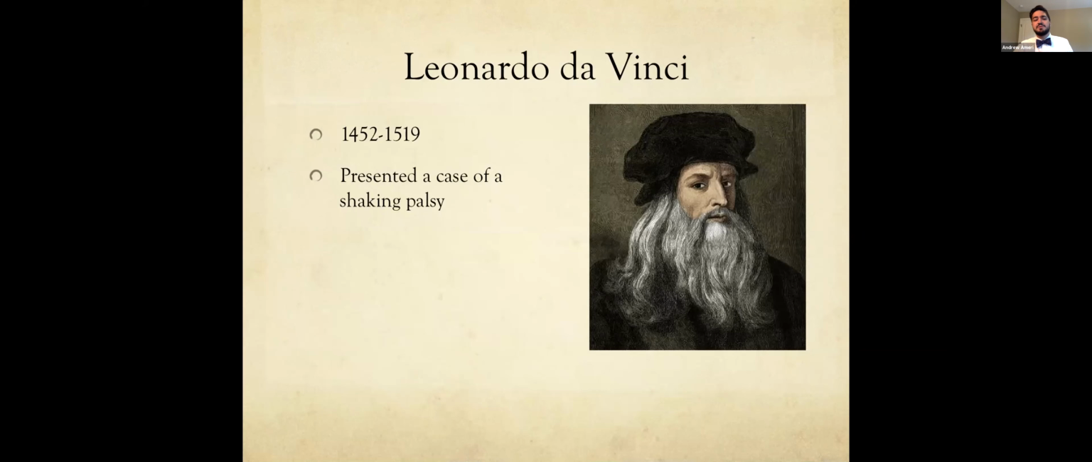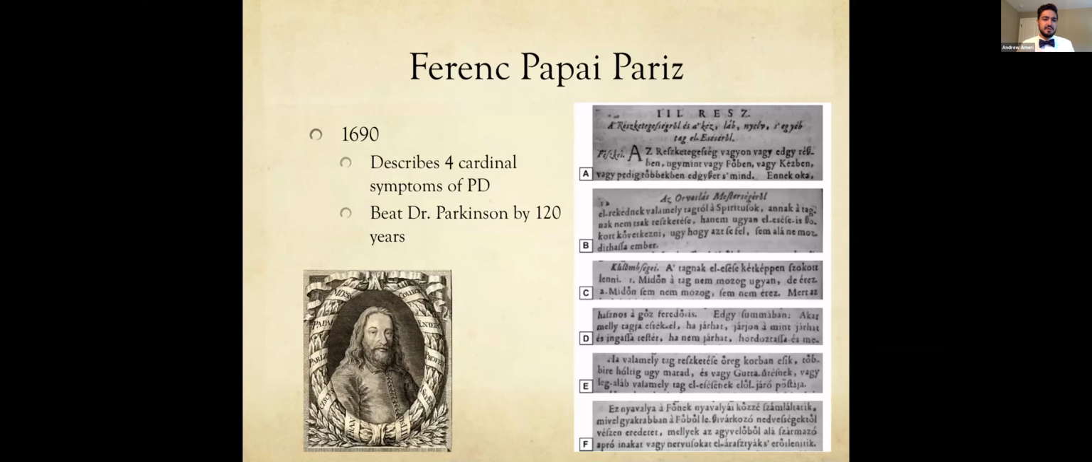The story continues to build in Hungary in about another 300 years with Dr. Ferenc Pápai Páriz, who was a Hungarian physician. In a textbook he wrote in 1690, he describes 4 cardinal symptoms of Parkinson's disease 120 years before Dr. Parkinson. So I included some excerpts, and I don't expect that you guys can read them, but I thought they were pretty interesting to look at, and I'll tell you what they mean.